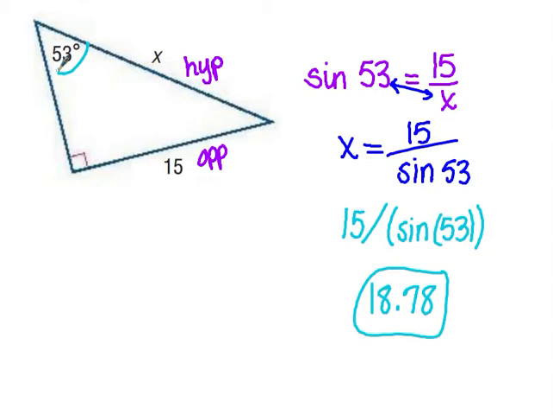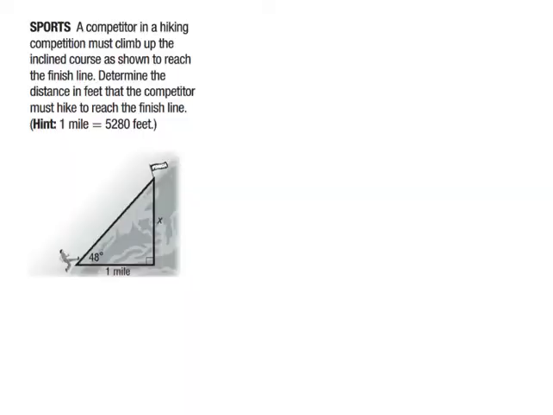Okay, let's look at another one, after we practice a few more. Now you're going to be getting into some story problems. These are no different than the problems we just finished; they're actually the same. A competitor in a hiking competition must climb up the inclined course as shown to reach the finish line. Determine the distance in feet that the competitor must hike to reach the finish line. Okay, so 1 mile means that this is 5,280.